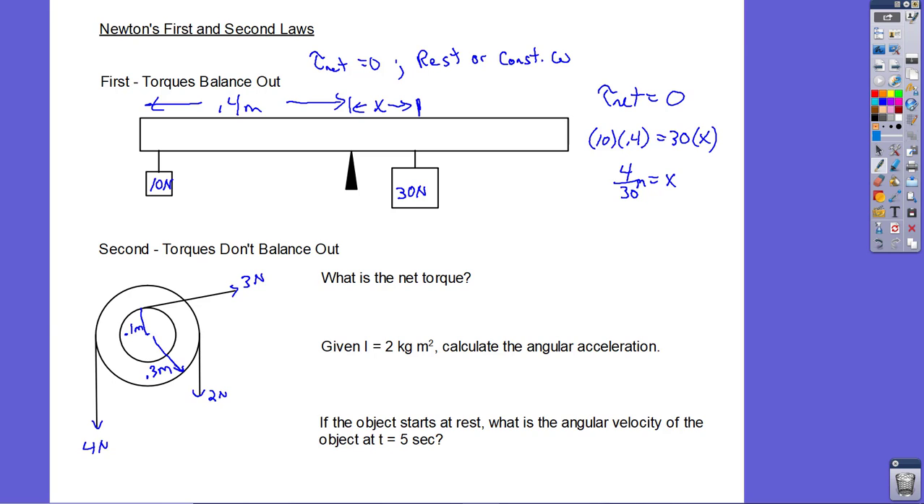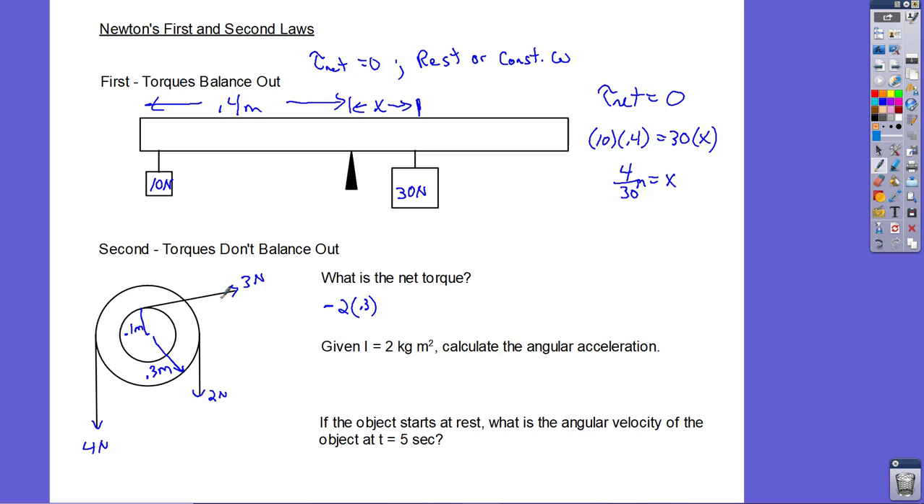Okay, so if we're looking at the net torque, we're just going to look at each force. If we look at the 2 Newton force here, that's going to produce a clockwise torque, so that's going to be a negative. If you think about the lever arm or the radius of the objects, that's one of the things that makes these cylindrical objects really easy to work with, is that the torque is always just the force times the radius. And so you're going to have minus 2 times 0.3.